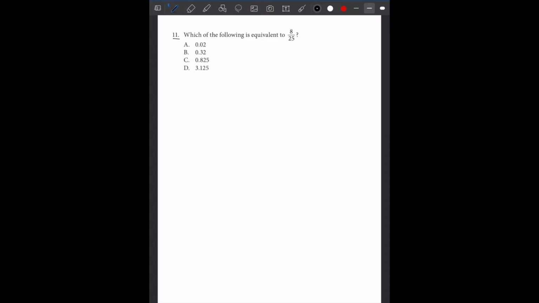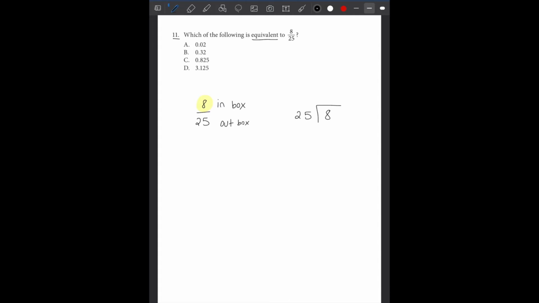Number 11 reads, which of the following is equivalent to 8 over 25? Equivalent means which one is the same as. So we have 8 over 25. We know that the numerator is going to go in the box. The denominator is going to go out of the box.